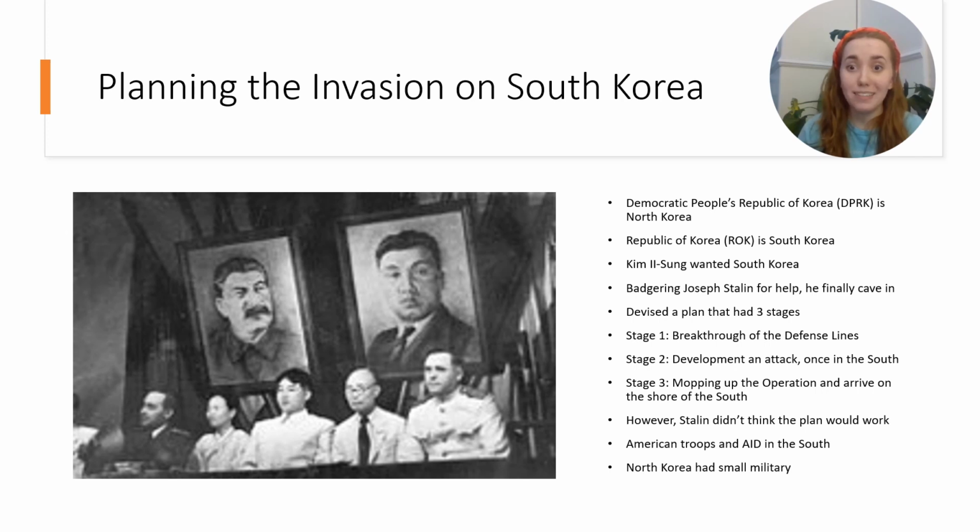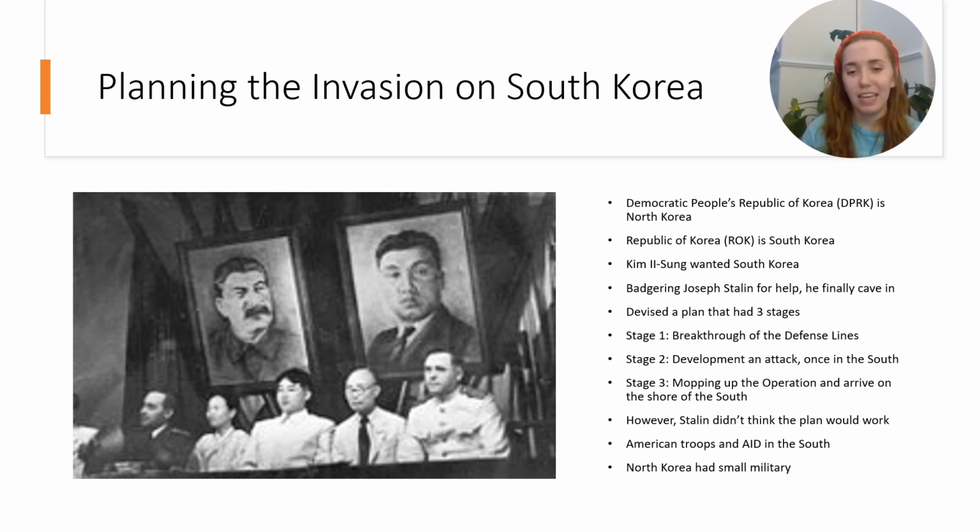Kim Il-sung wanted South Korea, which I think is because he grew up during the times of Japan taking over and making Korea their own territory, and Japanese rule and everything in between. I think he wanted to make North and South Korea overall just how it was before, just Korea.